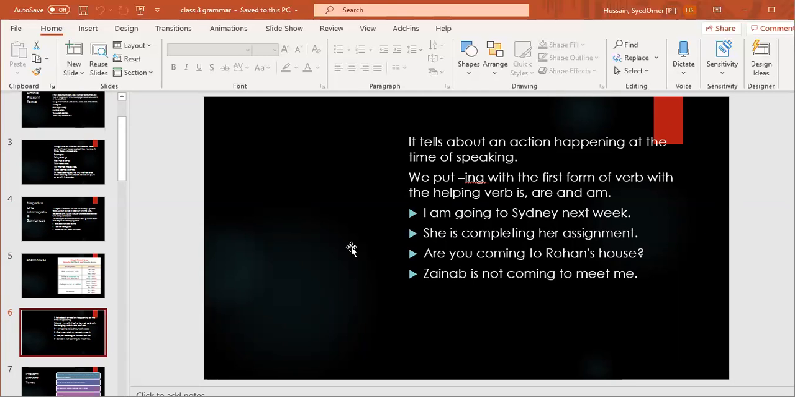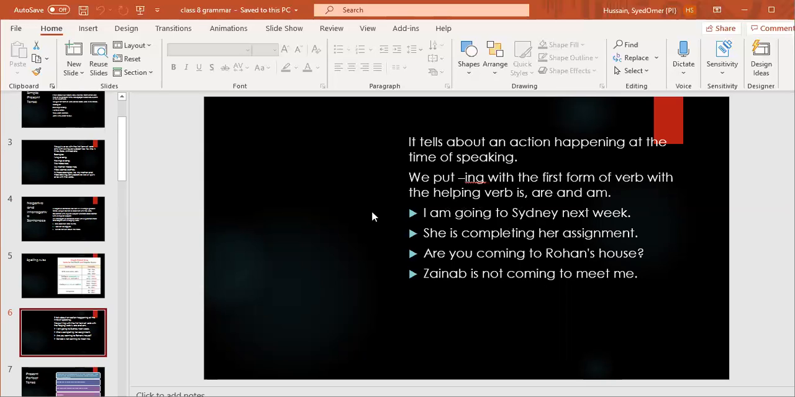Present continuous is the easiest tense to learn. We just need to put "ing" with the base verb, that is with the first form of verb, with helping verbs is, are, am. So what are the helping verbs? Is, are, am. It is written over here that we put "ing" with the first form of verb with the helping verb is, are, and am.